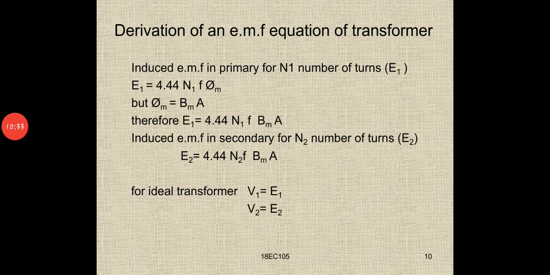So for the derivation check, we have the equations as shown for primary and for secondary. So it is E1 equal to 4.44 into N1 f into phi m, and E2 equal to 4.44 into N2 f into phi m. So this is what we have for both expressions.